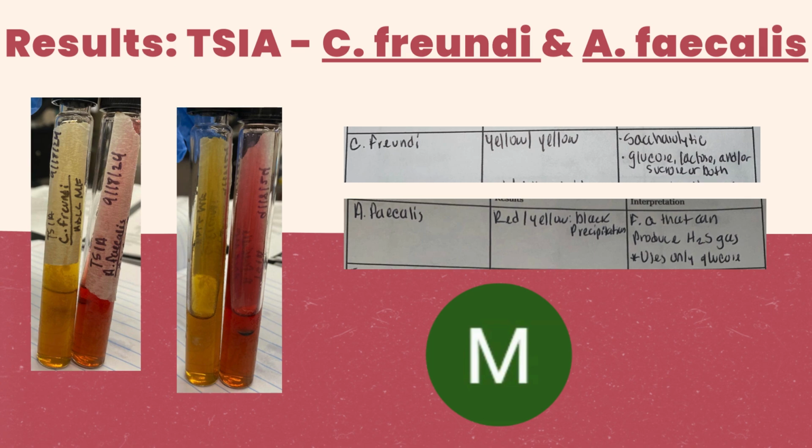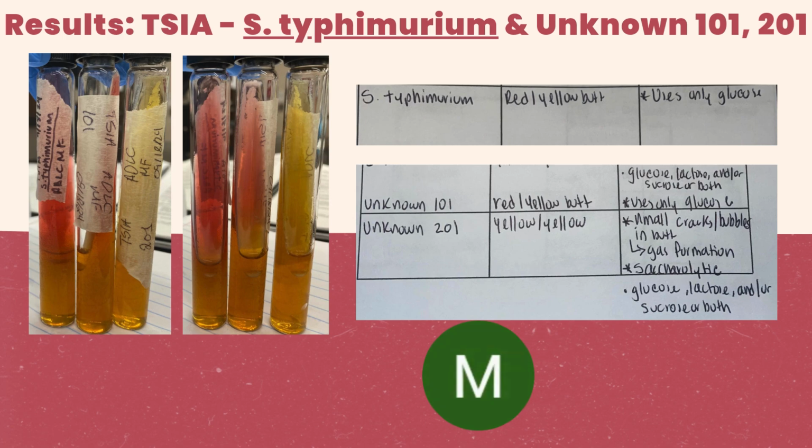On the other hand, A. faecalis shows a red slant and a yellow butt, and there's a presence of black precipitation. The red and yellow are explained by the bacteria only being able to use glucose for fermentation, while the black precipitation is explained by the bacteria being able to produce sulfide gas. The triple sugar agar test for S. typhimurium shows a red slant and a yellow butt. This is because S. typhimurium is only able to use glucose for fermentation.